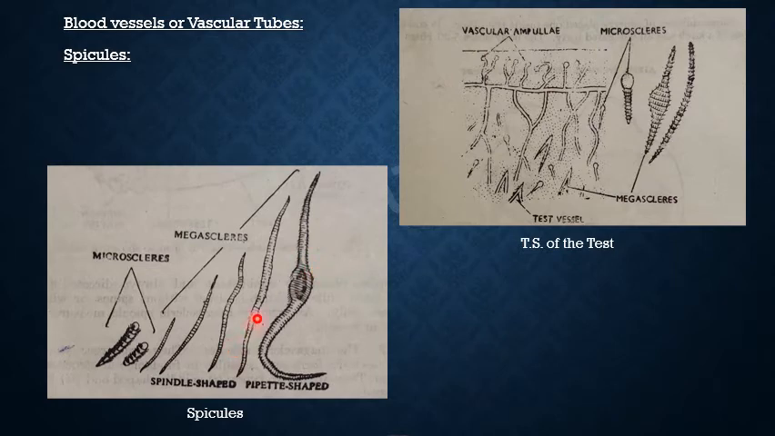And the spindle shaped spicules vary from 1.5 to 2.5 millimeters, and the microscleras are just 40 to 80 micron. You must be knowing what a micron is. It is 10 raised to power minus 3 meters. And they are 40 to 80 micron in length.